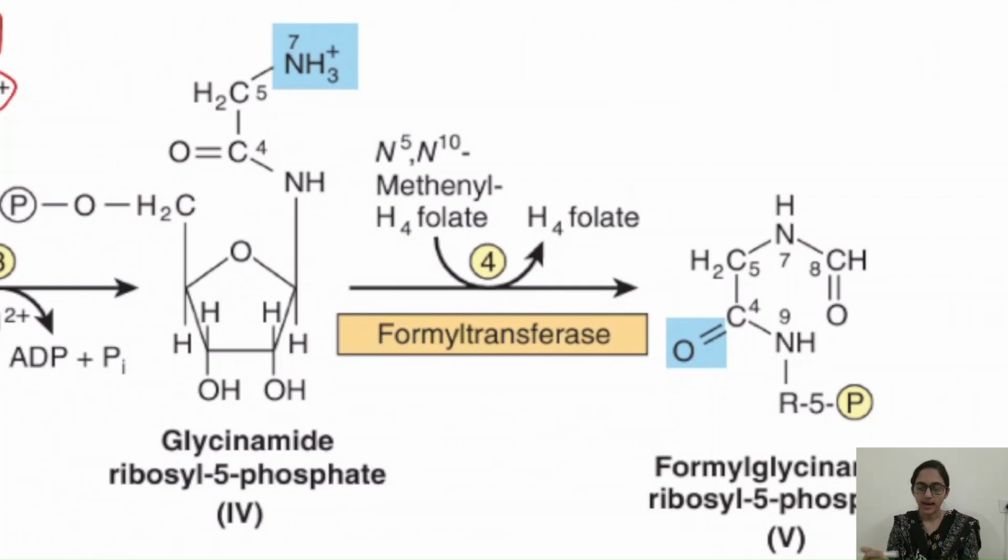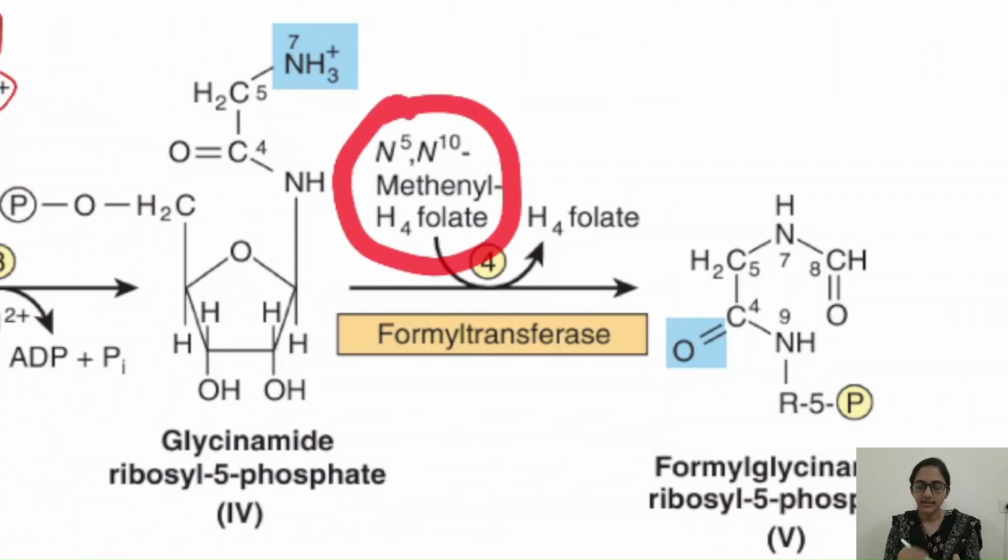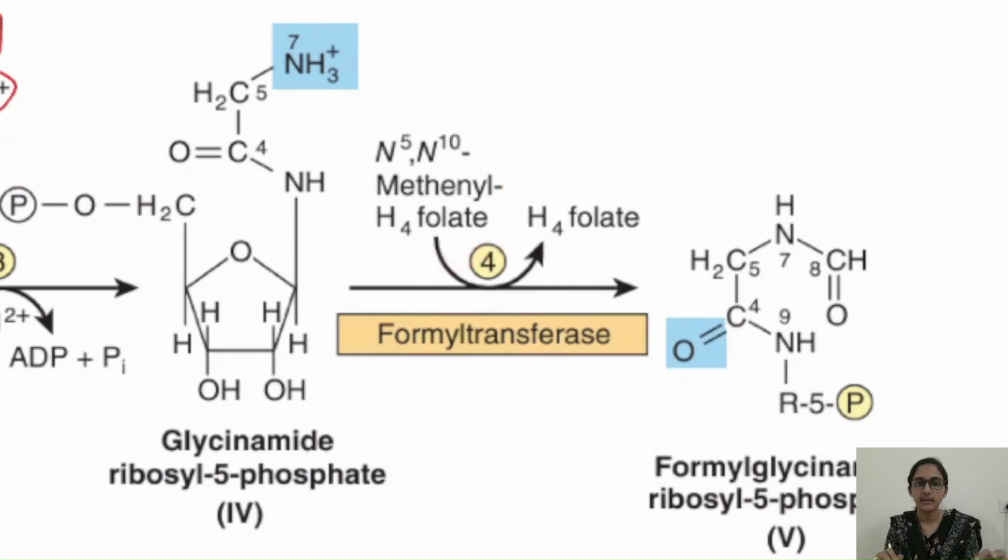Now we are going to add N5,N10-methenyl tetrahydrofolate. That is going to be the donor of another carbon. So what is that carbon going to be? It is C8. Okay, so it gives off its formyl group. So this is formyl transferase. It gives off its formyl group.